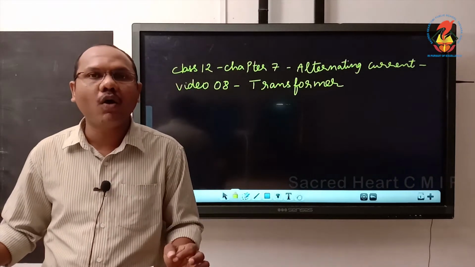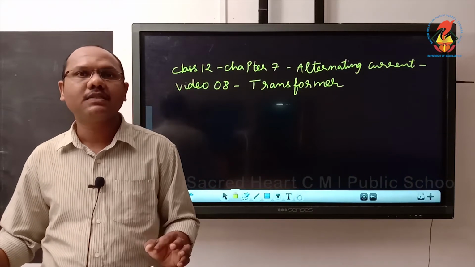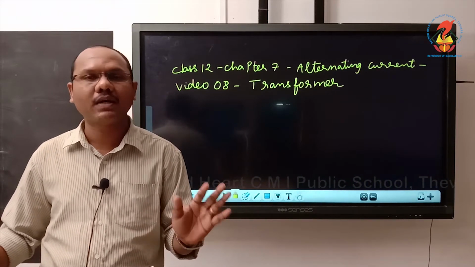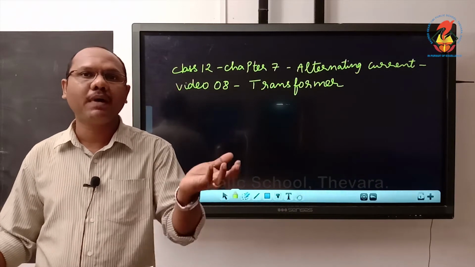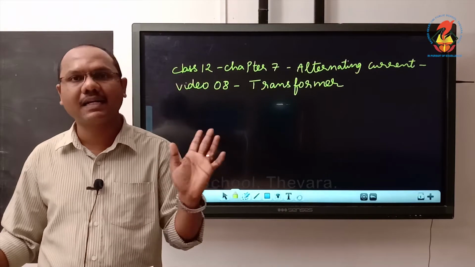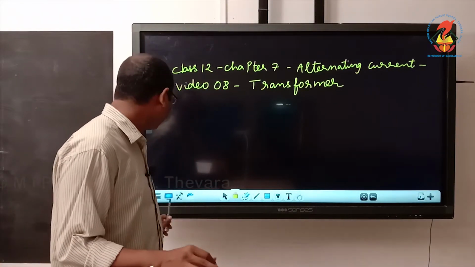A transformer will work only with AC. That means a transformer works with alternating current. We can't use a transformer to step up or step down a direct current. So let us see what a transformer is.